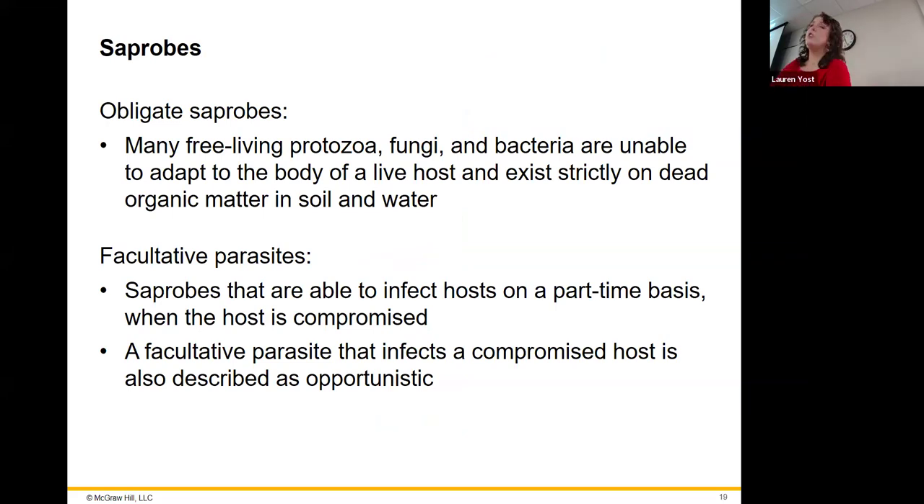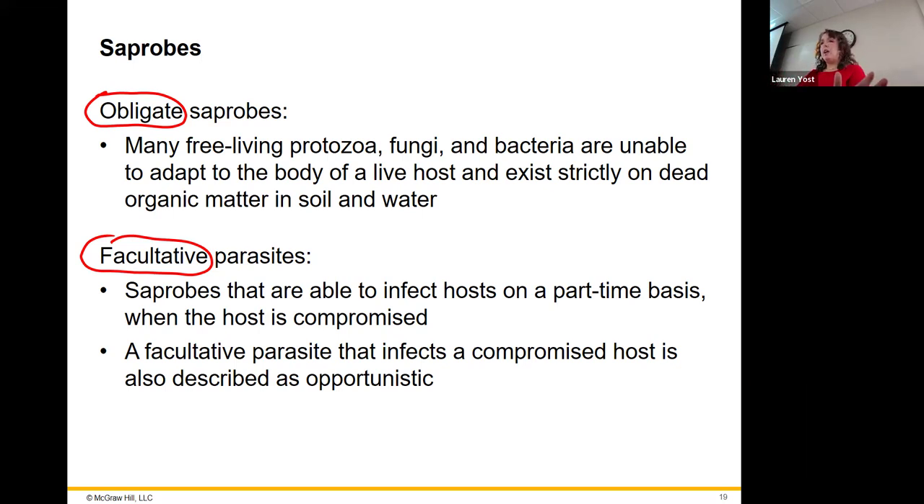So here are our nice little words again. We've already talked about obligate, right? We haven't focused too much yet on facultative. But obligate means you have to do the thing, right? You're obligated to do the thing. So if you're an obligate saprobe, you're strictly going to be eating on decomposing matter. You're going to be the one doing the decomposing, so that's all you're going to be doing.